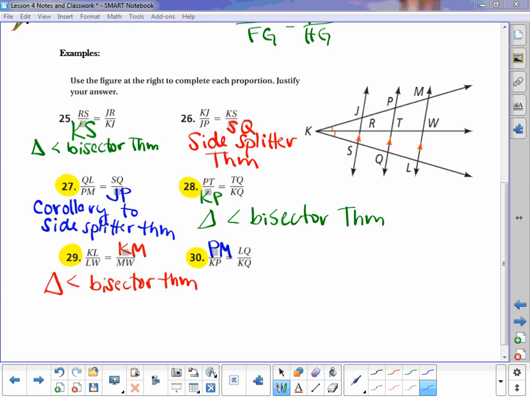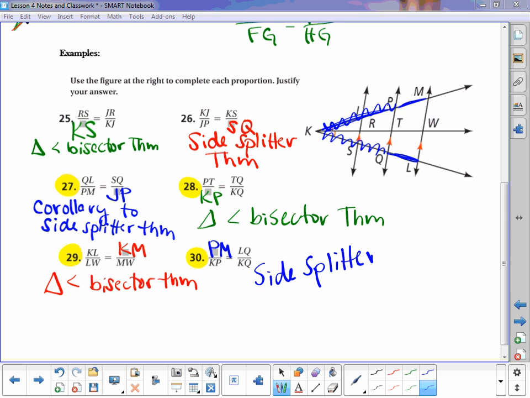Alright, so let's compare this one. So we have PM to KP, and then LQ to KQ. This does indeed create that entire triangle, and we are using the pieces cut off by the parallel line, so this is indeed side splitter theorem.